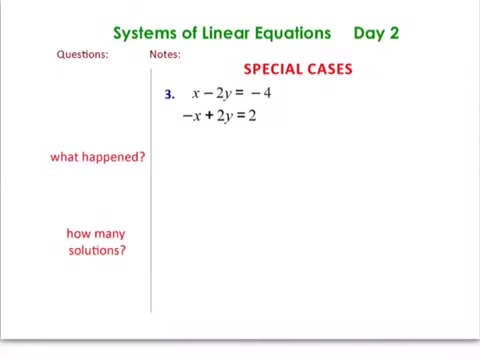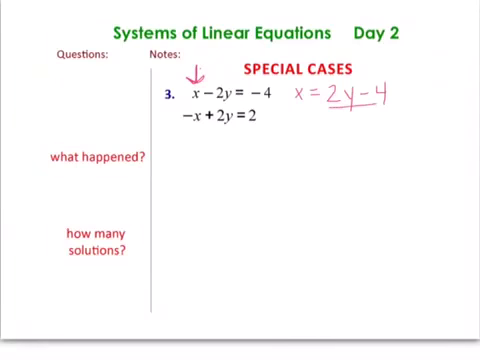I have an x, a negative 2y, a negative x, and a positive 2y. I'm going to solve for that x in equation 1. So if I add 2y to both sides, I get that x equals positive 2y minus 4. Now if I'm going a little fast, feel free to pause this video, take some time, write the slides down, write what you need to write, and then press play again. That's the beauty of videos. So I have x equals positive 2y minus 4.